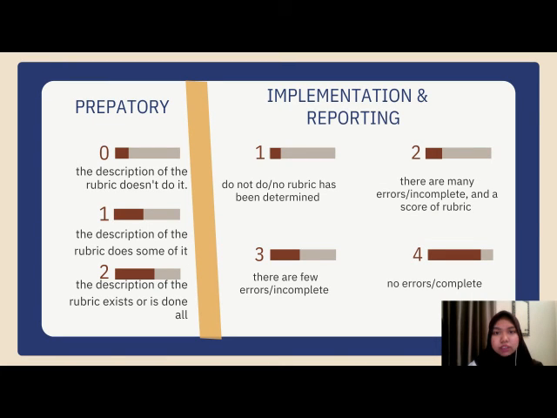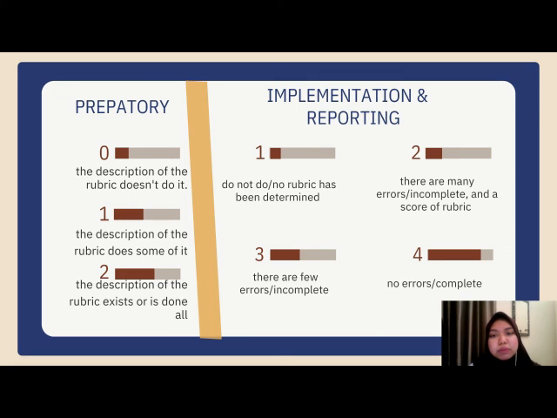Okay, next we have the scoring guidelines for the assignment. We already mentioned the rubric or scoring guidelines. There are three steps, which are preparatory, implementation, and reporting. So here we can see for preparatory, a score of 0 means that the description of the rubric is not done, and a score of 1 means the description of the rubric is done partly, and then the maximum score for preparatory is 2, meaning the description of the rubric exists or is all done.